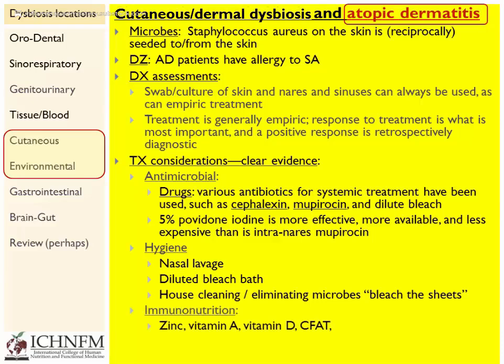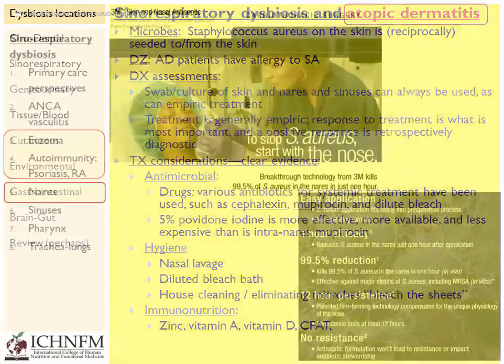For immunonutrition, we focus on zinc, vitamin A, vitamin D, and combination fatty acid therapy. I abbreviate that as CFAT.